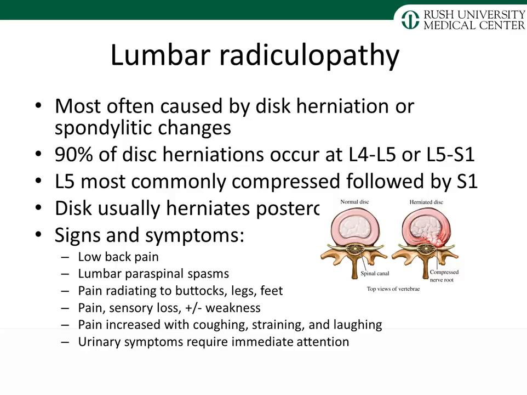Lumbar radiculopathy is most often caused by disc herniation or spondylitic changes, and about 90% of the disc herniations will occur at L4-5 or L5-S1. So L5 is really the most commonly compressed disc, followed by S1, and the disc usually herniates in a posterior fashion. You can see this picture here on the right with the normal disc and the herniated disc, and you can see that as the disc starts to protrude back, it's going to press on that nerve root, and that's what's going to lead to our radicular symptoms.